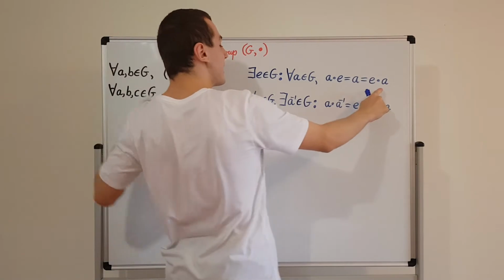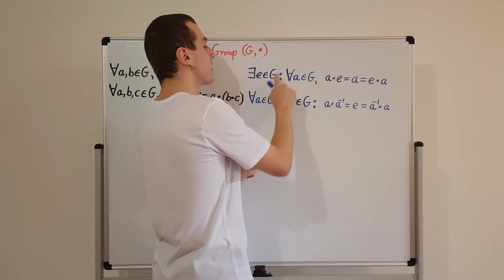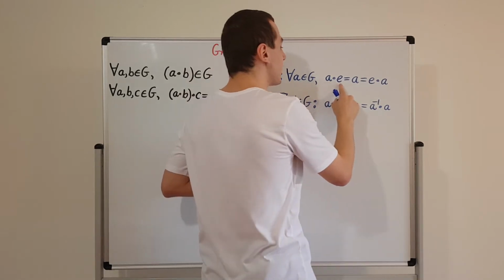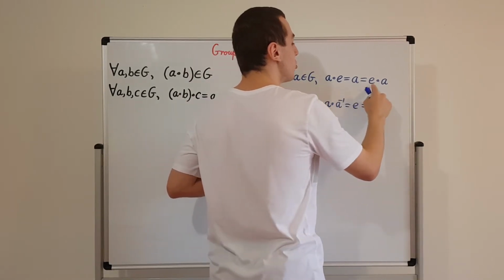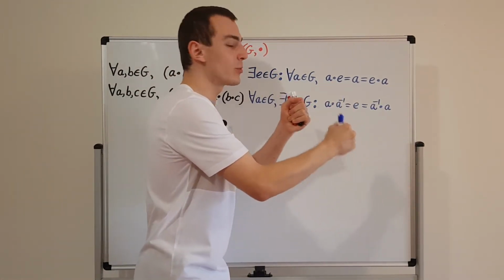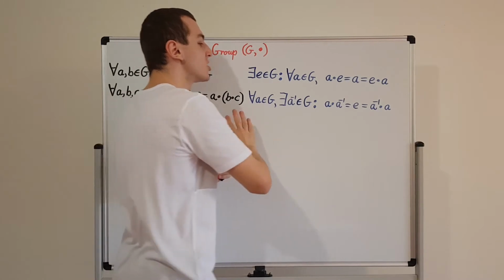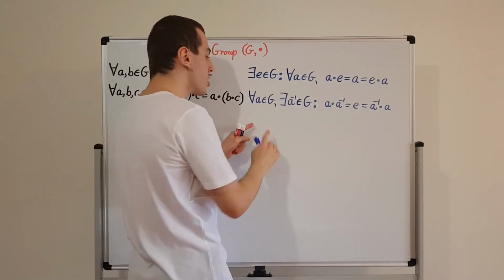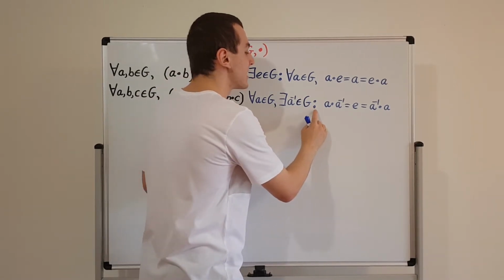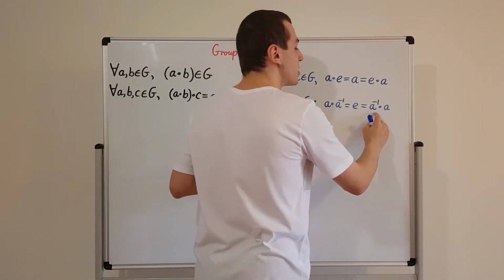Now, this property I'm going to read in plain English. There exists an identity element E inside the group G such that for all elements A inside the group, A dot E is the same as A, which is equivalent to E dot A. So using this operation to combine any element with the identity element gives back the original element. And over here, we have the existence of inverses for all the elements. So I'll read this out in plain English. For all A in the group, there exists A inverse in the group, such that A dot A inverse is the identity element. And that's the same as A inverse dot A.